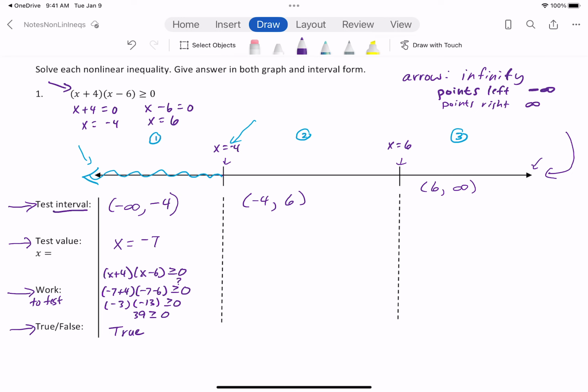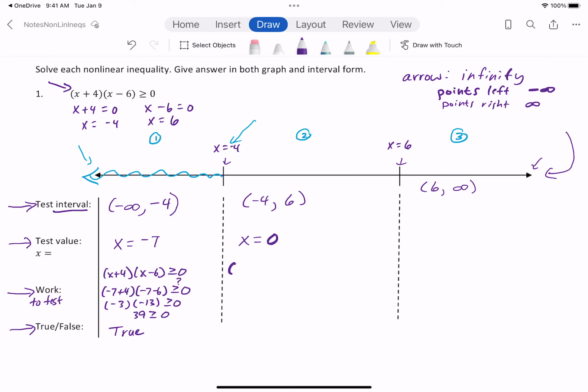All right, so for regions 2 and 3, we're just going to repeat this process. In the middle here, I need an x value to test that's in between x equals -4 and x equals 6. Well, math people generally tend, anytime 0 is available, to like to test it because it makes the math pretty easy most of the time. And 0 is between -4 and 6. So I'm going to use 0 in this region.